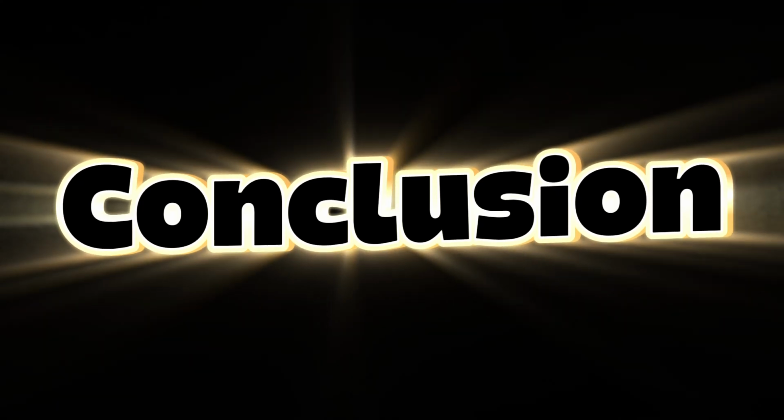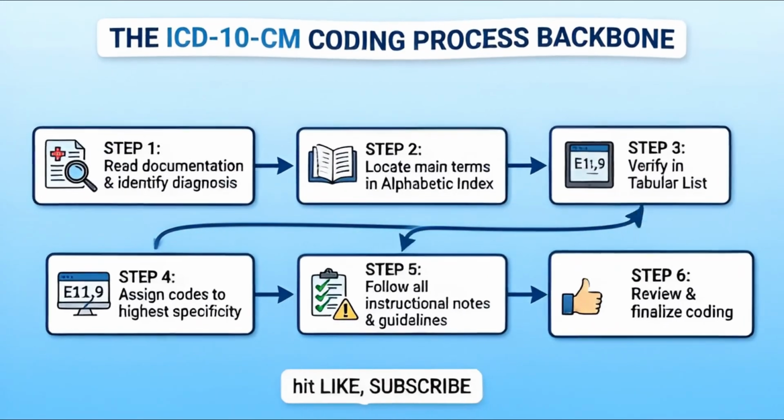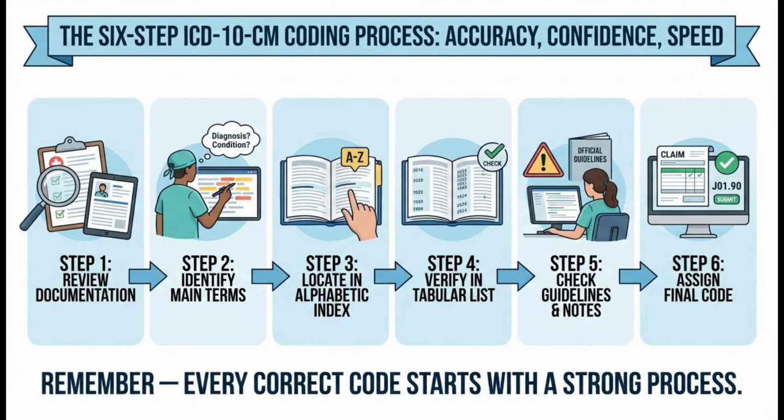Conclusion. And that's it. The complete ICD-10-CM coding process from start to finish. These 6 steps are the backbone of every professional coder's workflow. If you truly understand them and practice consistently, your accuracy, your confidence, and your coding speed will absolutely skyrocket. Remember, every correct code starts with a strong process, and now you have that process.